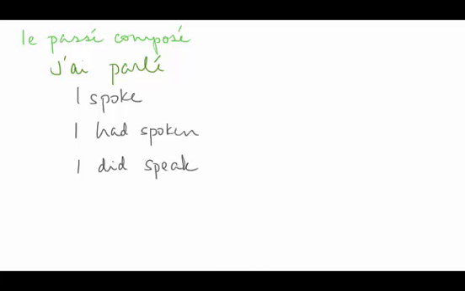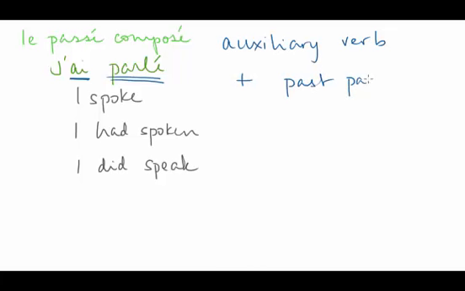So, as you can see here, the passé composé really has two parts, an auxiliary verb and a past participle. Now this auxiliary verb tends to be either avoir or être. Avoir is by far the most common one used because être is only for some special verbs and in special cases.